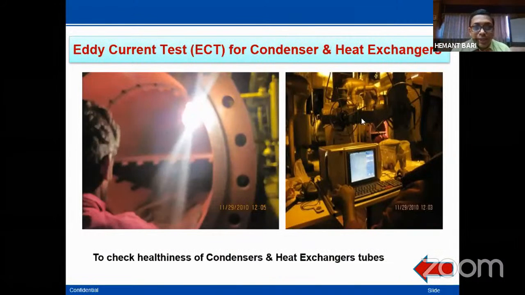And the last one is eddy current testing for the condenser and heat exchangers. So condenser and heat exchangers, after 2 years of operation, when you open, choking is there. So jet washing, chemical cleaning, and if any blockage is there, you have to clear that, or permanently you have to bypass it. So all these decisions are taken by doing the eddy current testing for the condenser and heat exchangers to increase the efficiency of the system. So to check the healthiness of condenser and heat exchanger tubes, eddy current testing is done during the shutdown.